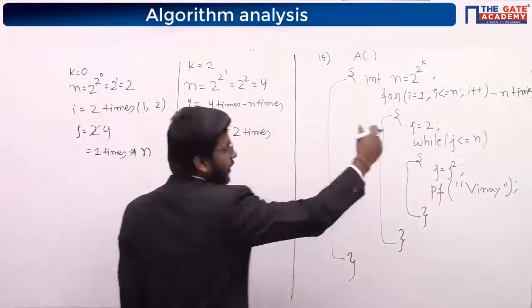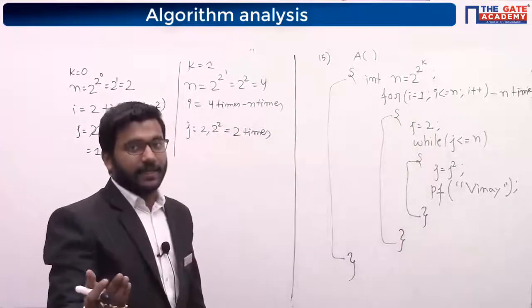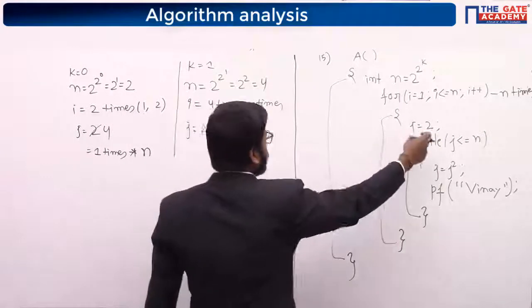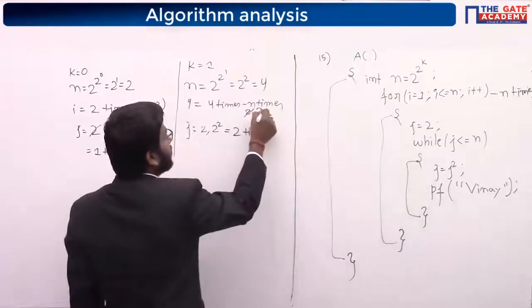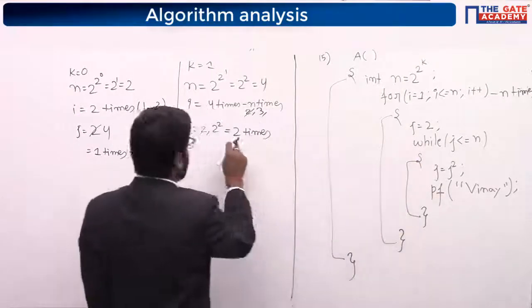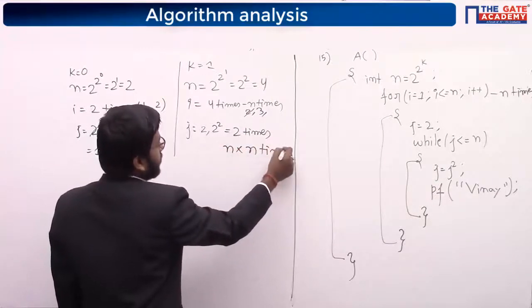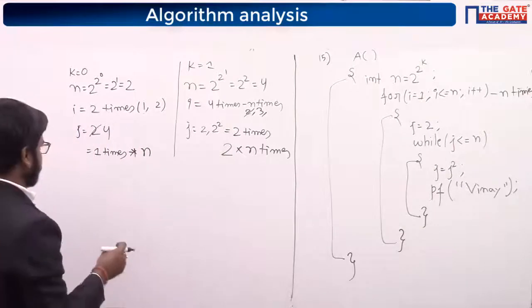So total, for one value of i it is going to print 2 times. Again when i is 2, j will again become 2, because j is initialized as 2 every time. Again when i will be 3, j again will be 2. So like this, it is going to execute 2 into n times, whatever will be the value of n. 2 into n times.